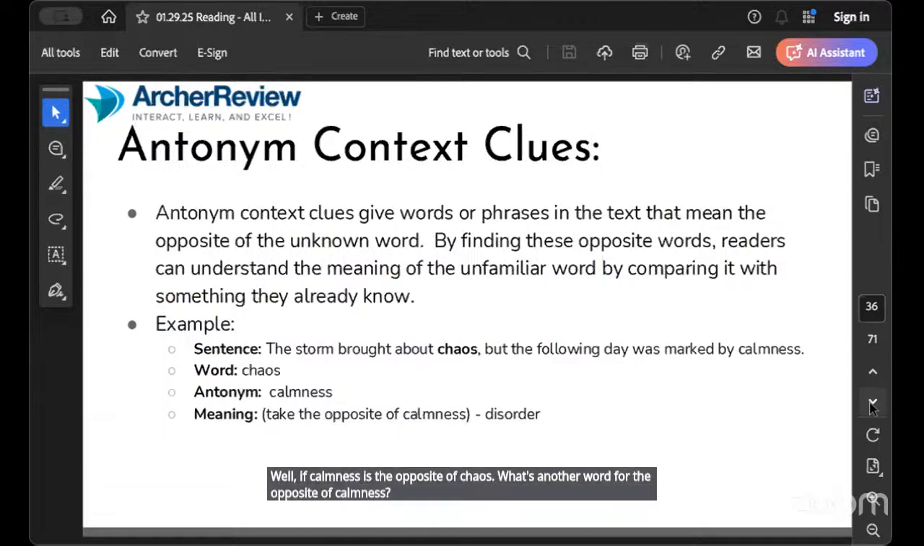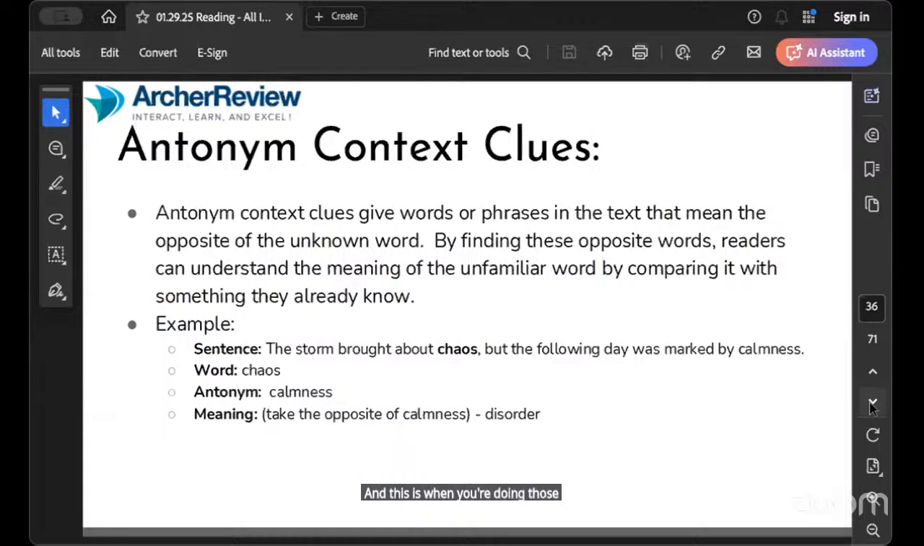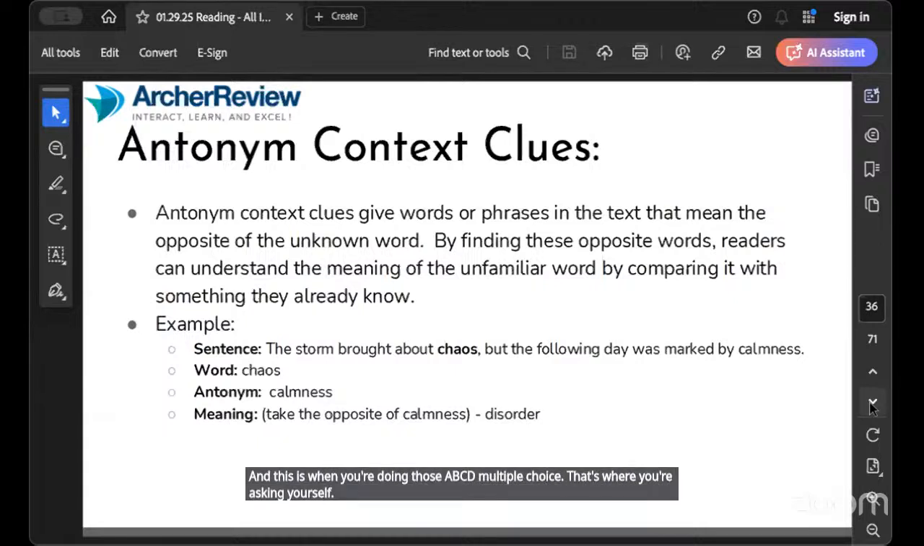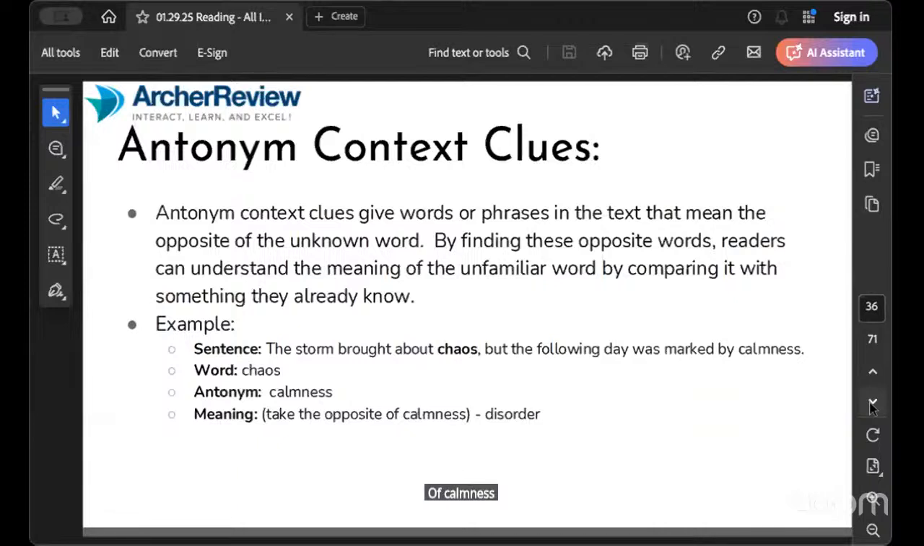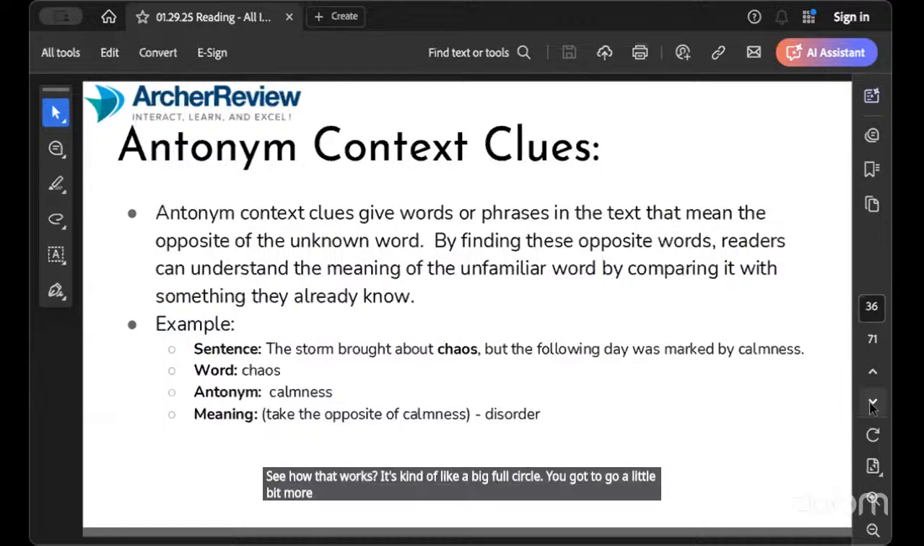And this is when you're doing those A, B, C, D multiple choice. You're asking yourself, which one of these A, B, C, D would be the opposite of calmness? If you see disorder up there, that's going to be your answer. See how that works? It's kind of like a big full circle. You have to go a little bit more with those antonym ones.